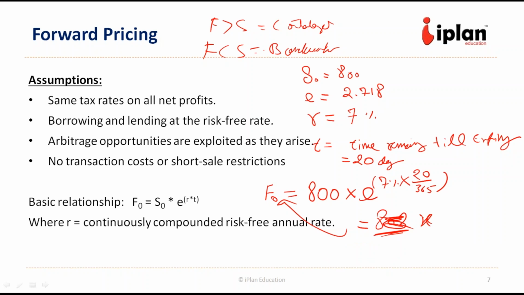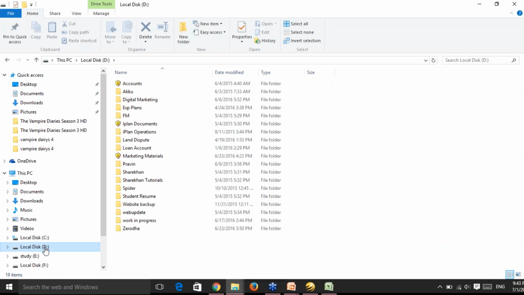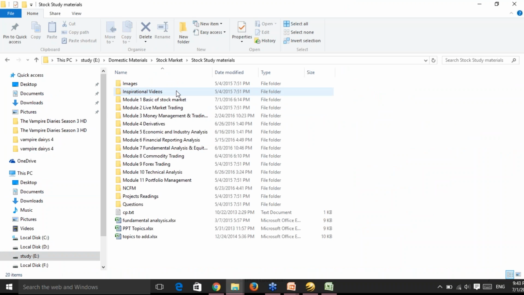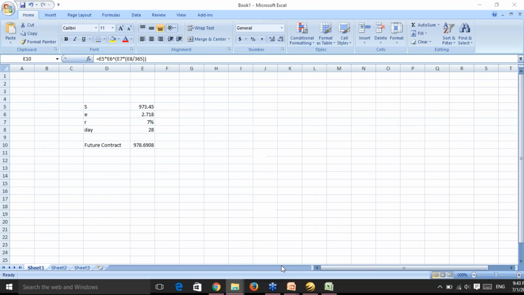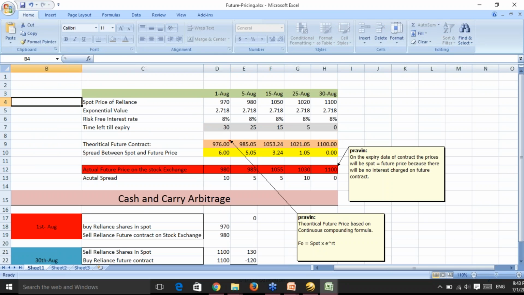Now let's understand and take an example of cash and carry arbitrage. So let me open a simple case study. Now let's suppose the Reliance spot price is 970. Let's assume it's 973, I guess, right now on 1st of August, and on 5th it goes to 980, on 15th it goes to 1050, on 25th it goes to 1020, and on 30th it goes to 1100.